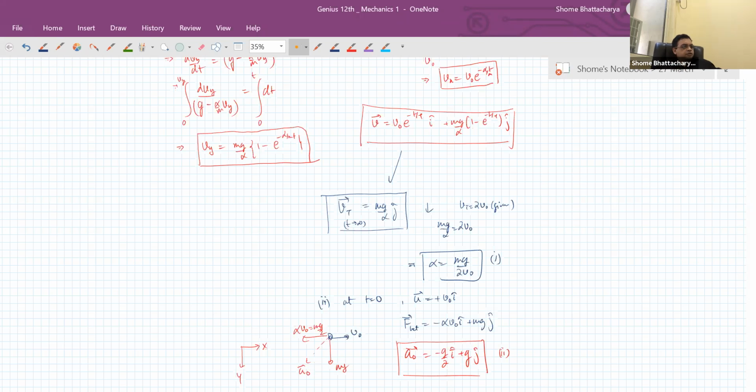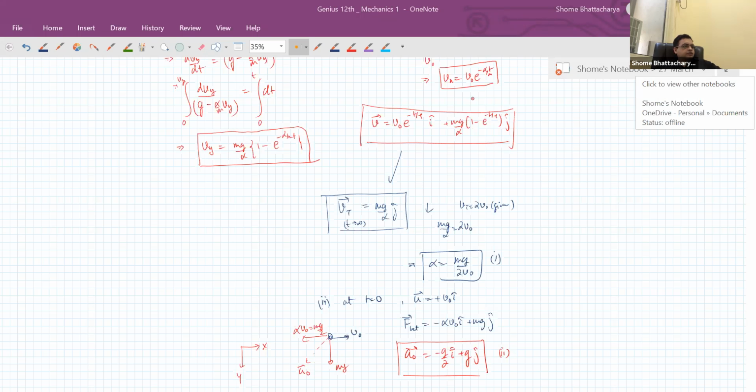Shreya, this is the answer you're giving for alpha, or alpha's value is mg by 2 v naught. Okay. Yeah, Nishit, your answer is correct now. Okay.